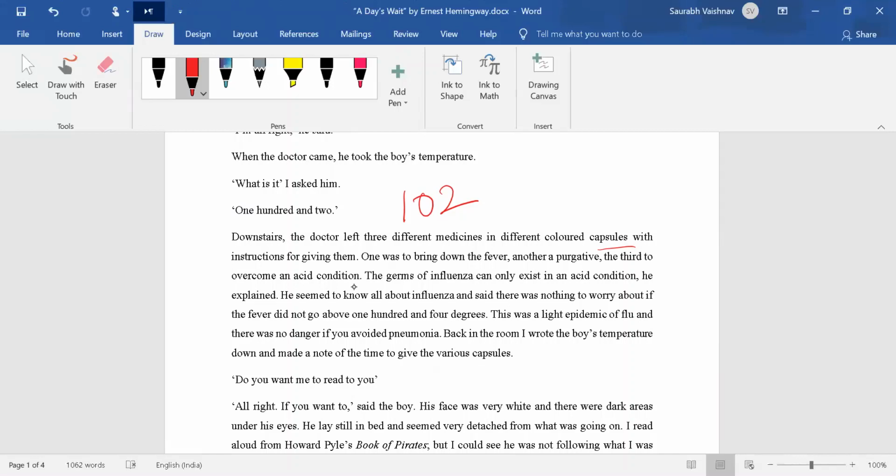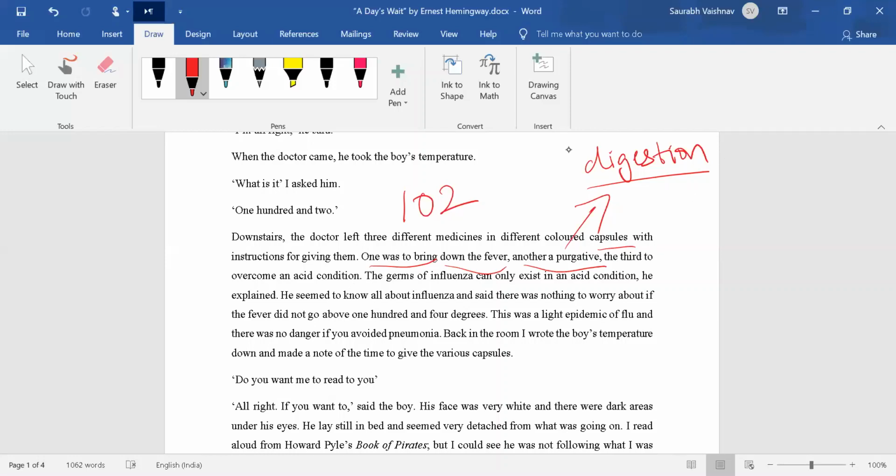So the doctor left medicines, and there were 3 different colored capsules that he left. One capsule was to bring down the fever. The other capsule was a purgative. Purgative meaning whenever there is a digestion problem, doctor always gives a purgative. So it helps in digestion. Such medicines, purgative medicines, help in overcoming digestion problems.